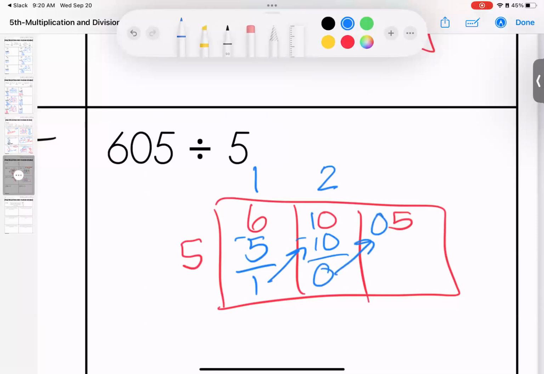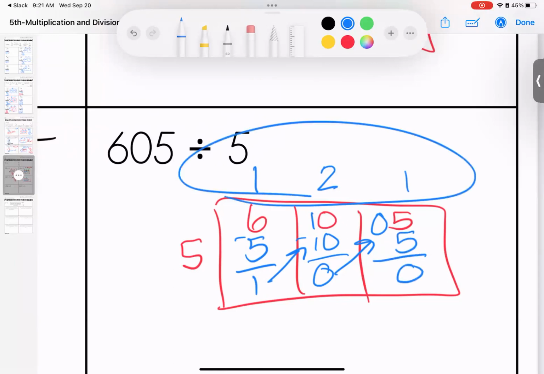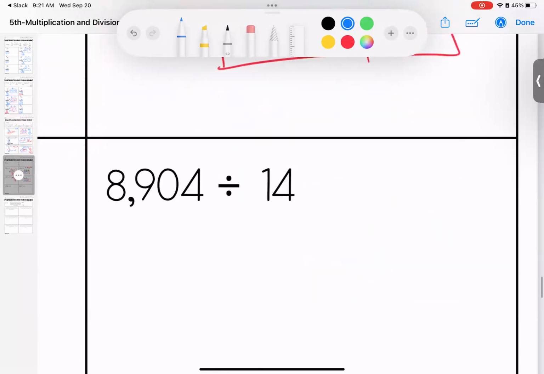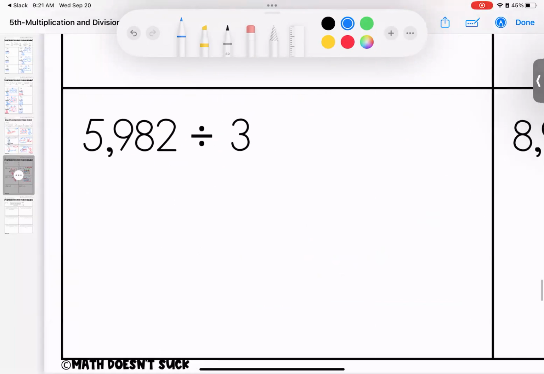Still bring your 0. Even though it's nothing, we want to stay on track with our strategy. How many groups of 5 can I take out of 5? 1, because 1 times 5 is 5. Subtract, and that leaves nothing. I'm looking for 121. Over here, traditional.